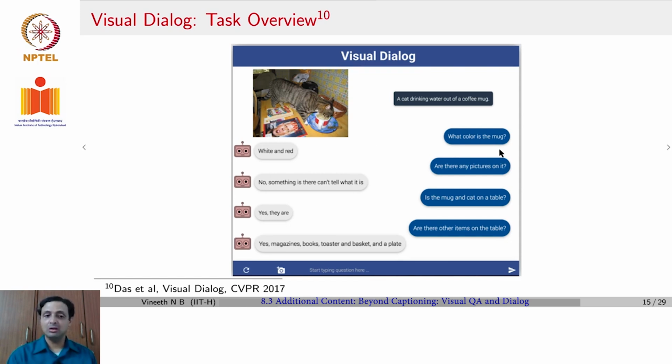So let's see an example. What color is the mug? The bot answers white and red. So you can see the mug there. Are there any pictures on it? No. Something is there. Can't tell what it is. Is the mug and cat on a table? Yes, they are. Are there other items on the table? Yes, magazines, books, toaster and basket and a plate. And as you can see, there is a toaster in the background, there is a basket, and this is a fairly comprehensive list for a machine to give an answer as.